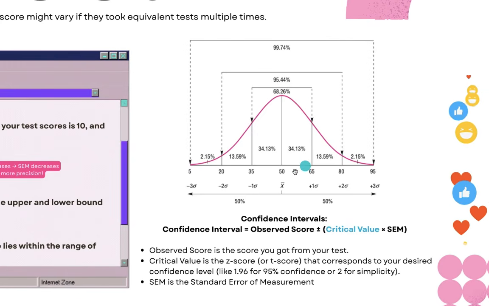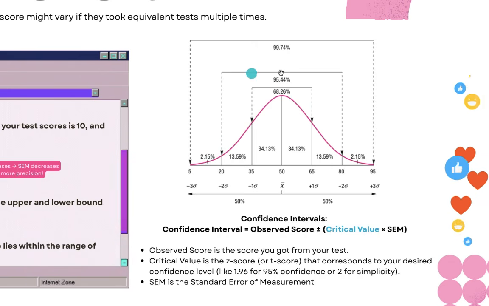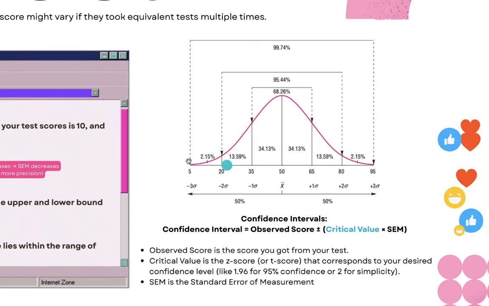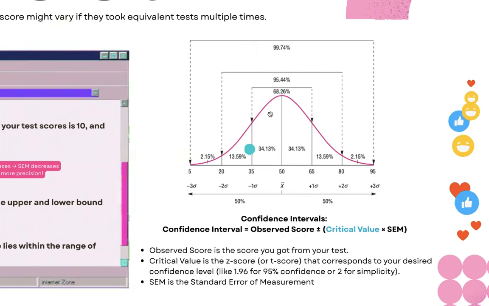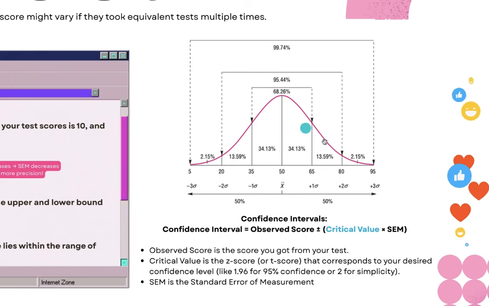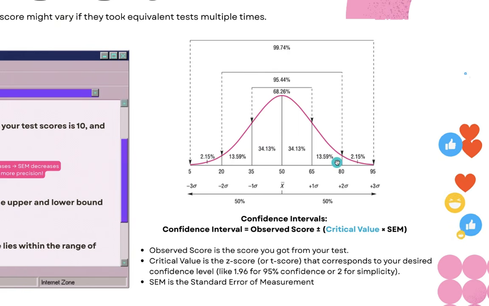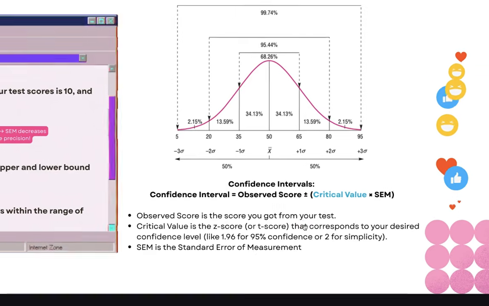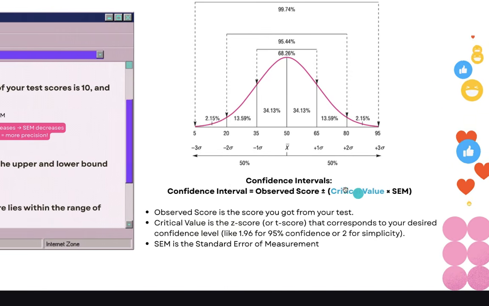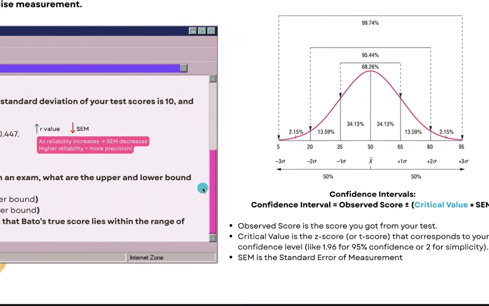Now, I want you to go back again to the distribution. Right, we notice here that 2 SD equals 95% of the population. Remember, this distribution now indicates the number of times that Bato took the test, just hypothetically, in a universe of possibilities, right? And so, if we want to be 95% confident that the score falls in that range, we need to multiply the SEM by that value. So far, so good. So it's clear, the formula. So let's go back to this one here.